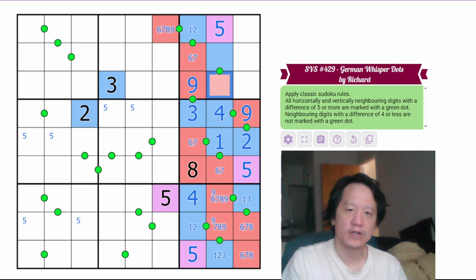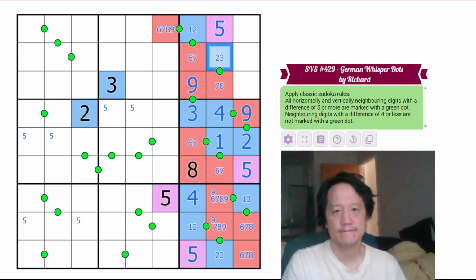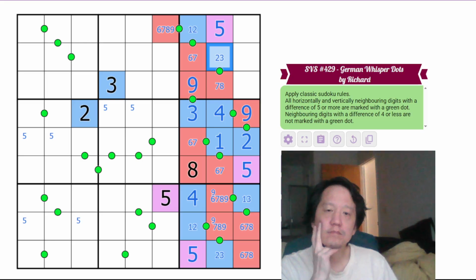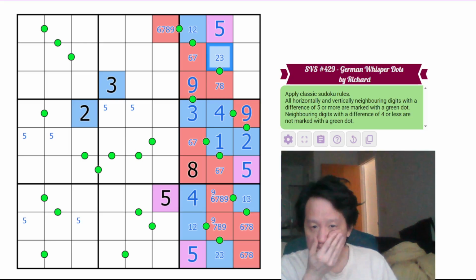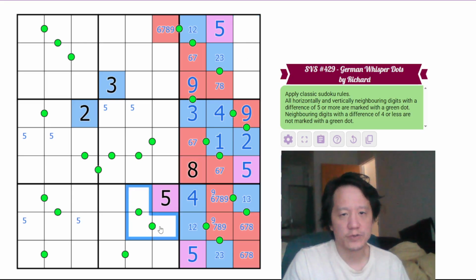This is 6, 7, or 8. That's next to 1, 2, or 3 here, but it can't be 1. This can't be 1. This is a 2, 3 pair. Obviously, you cannot have a 6 here because that's next to a 2 or 3. Six is one of these two digits. Okay. What else do we have?